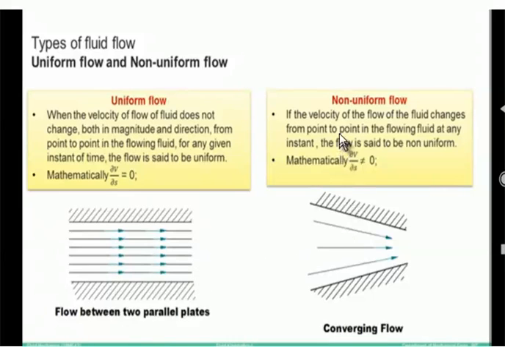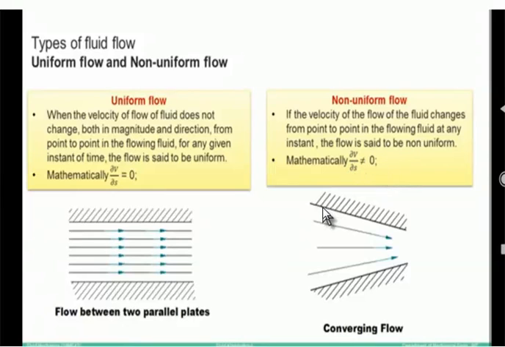But here, non-uniform flow: if the velocity of the fluid changes from point to point in the flowing fluid at any instant, the flow is said to be non-uniform. Mathematically, dou v by dou s is not equal to 0.